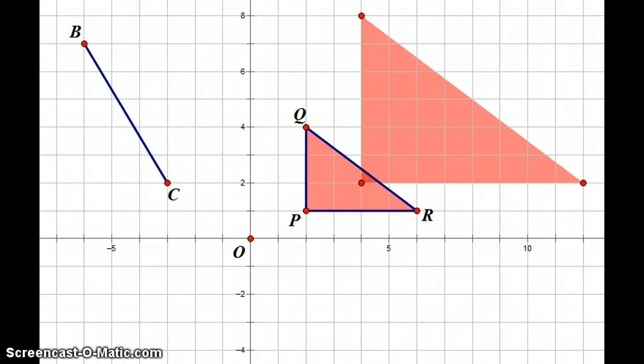Are you surprised at where those landed? This Q here was at 2, 4, so it's going to go up here to 4, 8. P was at 2, 1, so it goes to 4, 2, and R was at 6, 1, so it's going to go to 12, 2.